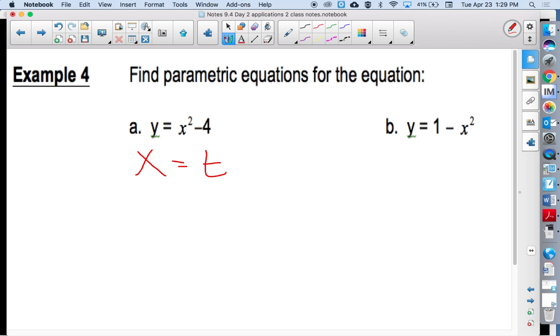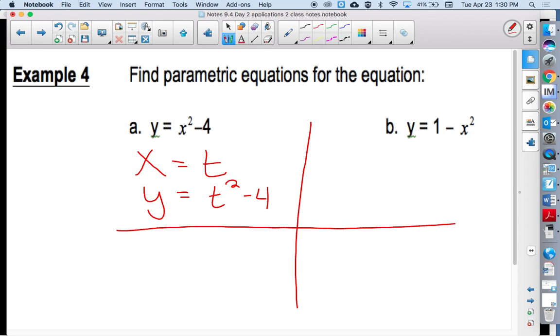After you make x equal t, Chelsea, what do you do to get your y equation? You just substitute t in for x. Yeah. It's y equals t squared minus 1. Now it's t squared minus 4. And literally, that's it. Now you could be a little more creative. Nothing wrong with Chelsea's answer for two parametric equations.